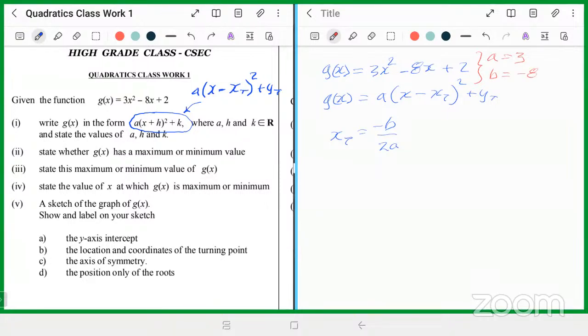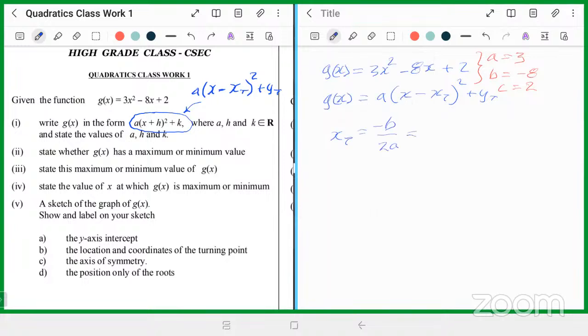And then the c is the constant term. We're going to actually use that to find yt. So this is given the letter c, and c is equal to that 2. So back to this formula now to calculate the value that is coming here.